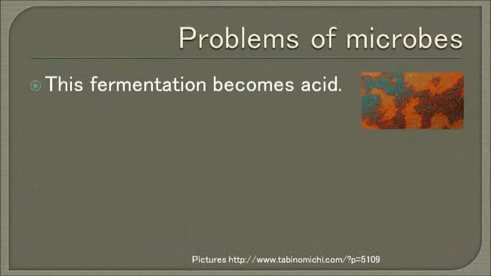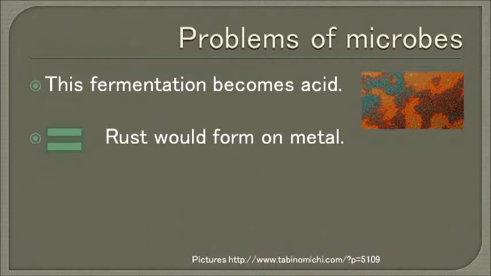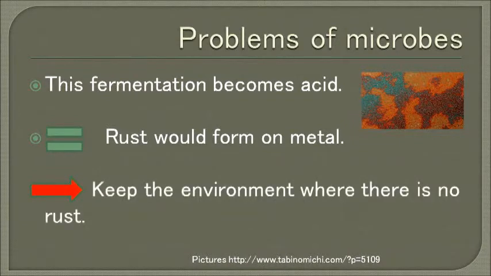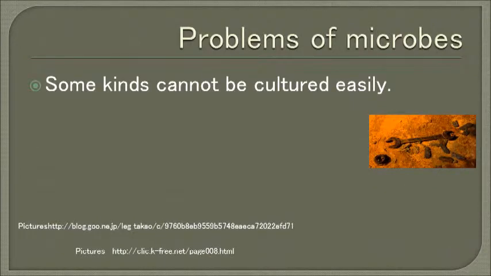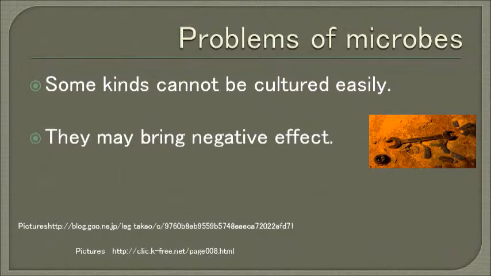But using microbes also has some problems. Some microbes create an environment bringing acidity. In acidic conditions, rust easily attaches to metal. Not all microbes are useful. It is also true that some kinds of microbes cannot easily be cultured. An environment suitable for culture is necessary for microbes. They may bring negative effects.